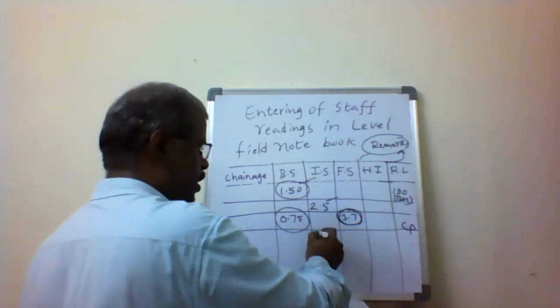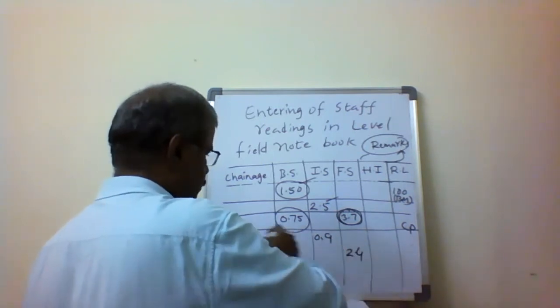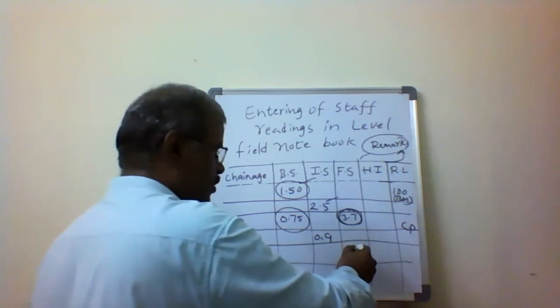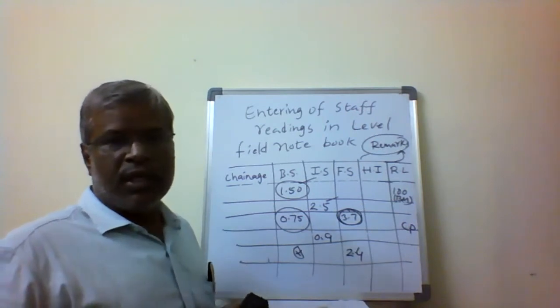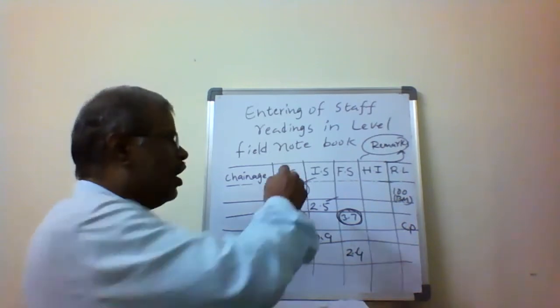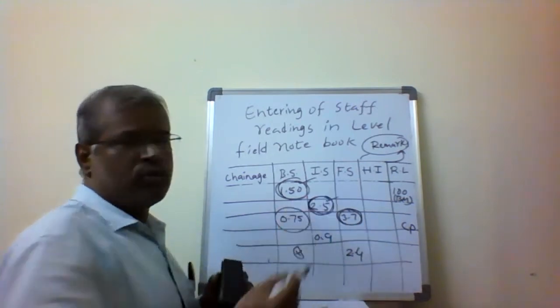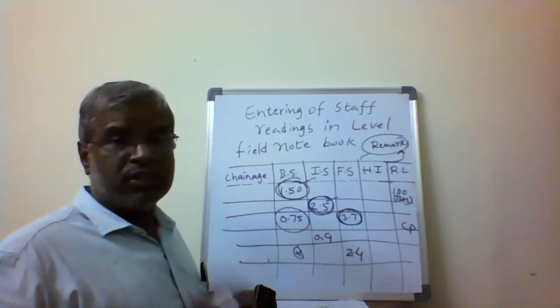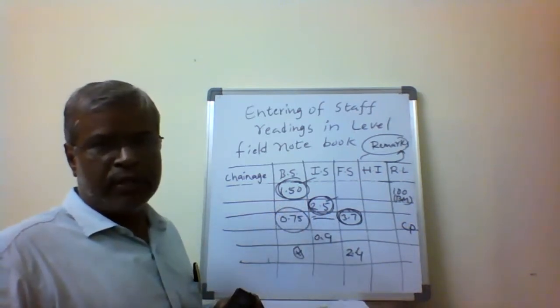Then the intermediate side is 0.9, and once again the foresight is 2.4. Then it is the last point, the end of the work, or if it continues, we enter the backside again. This is the form of the level field book. In the level field notebook, we enter the first reading as the backside, then any intermediate sights, then the foresight. The foresight is the last reading for the first setup of the instrument, and corresponding to it we enter the backside, which gives us the change point.